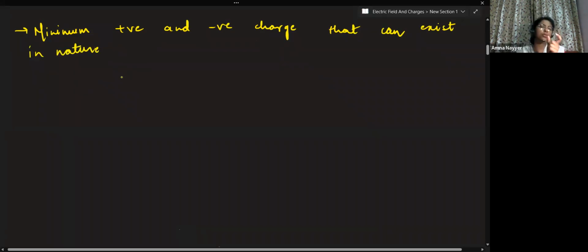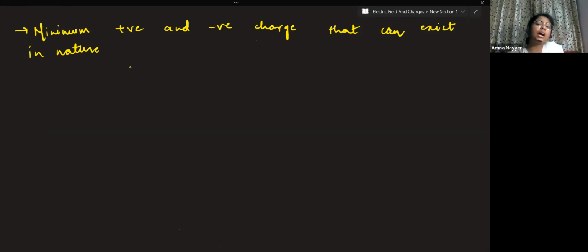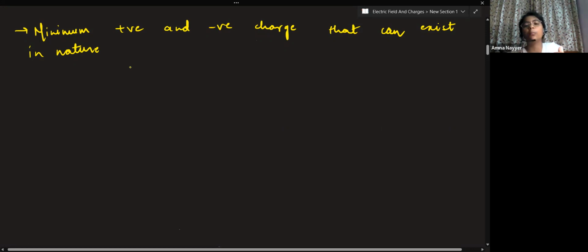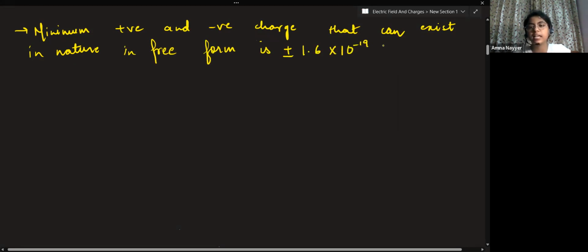So the minimum calculation that has been done regarding the value of these two types of charges. We have seen there are two kinds of charges, positive and negative. So what is the minimum value that a charge can accommodate in itself? In free form, this is plus minus 1.6 into 10 to the power minus 19 coulomb. So this much is the charge of proton and electron. Basically, this is the charge on electron and proton.